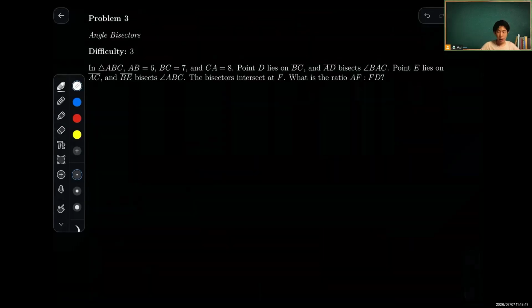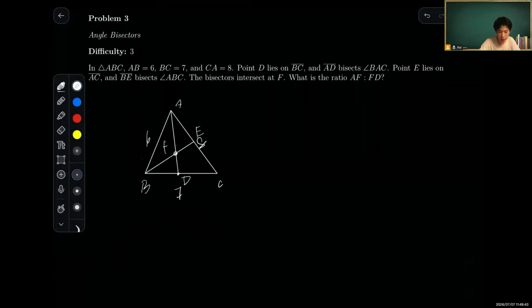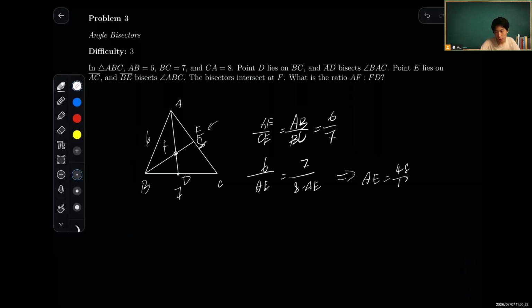Next example, we're looking at angle bisectors. I think I forgot to put the source of the problem, but this is an AMC12 problem. Let's draw the diagram. We are supposed to find AF over FD. This is not the centroid, so AF over FD is not 2. Then what can we do here? First of all, we can apply the angle bisector theorem to this bisector. Then we have AE over CE equal to AB over BC, which is equal to 6 over 7. This is just a rearranged version of the angle bisector theorem. And then since AC is 8, CE is 8 minus AE. That means this. Solving this gives AE equal to 48 over 13.